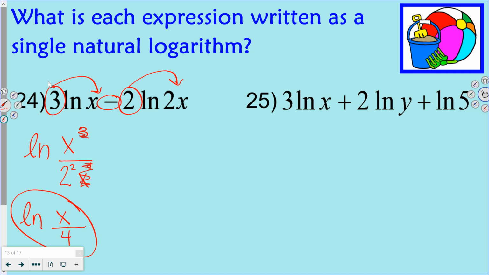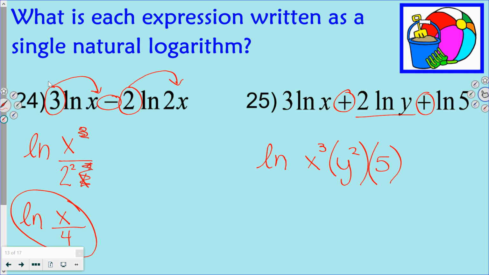About 25. So I'm going to have natural log. Jacob, what's that first one become? 3 natural log of x will be written as, good, x to the 3rd. Let's see. Jonathan, what's the plus sign mean? I'm going to multiply. All right. Carrie, what does the 2 natural log of y become down here? Marissa, have you picked up what's the plus sign mean? Good. Means I'm going to multiply again. And I just have a 5. Nothing else with that one.